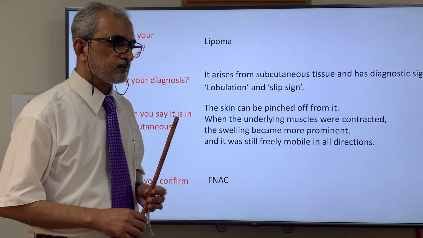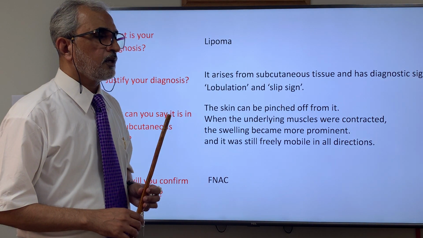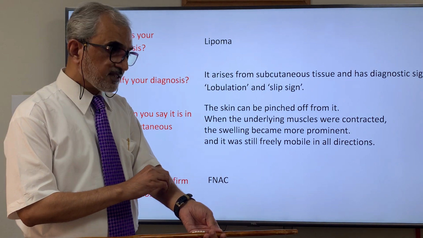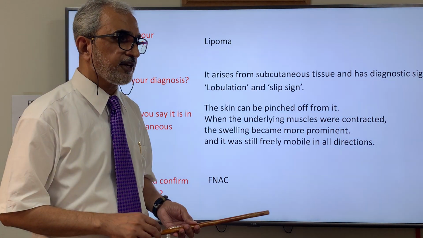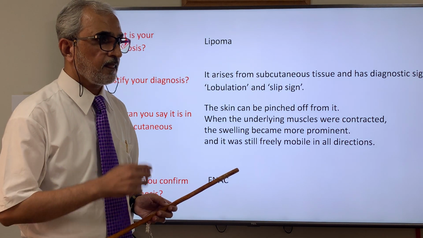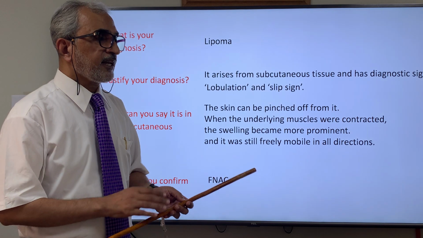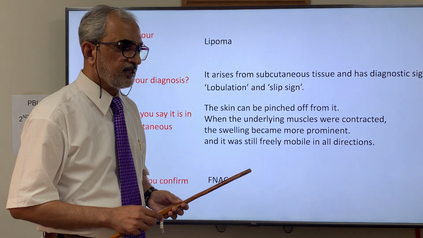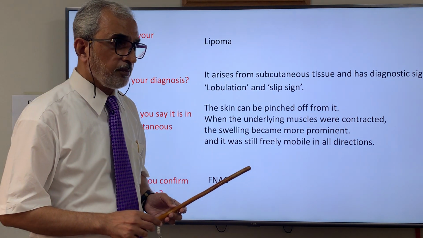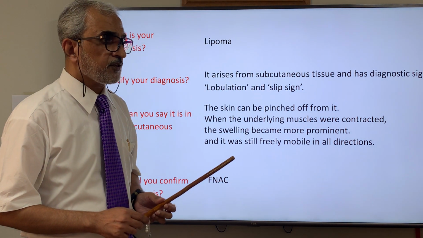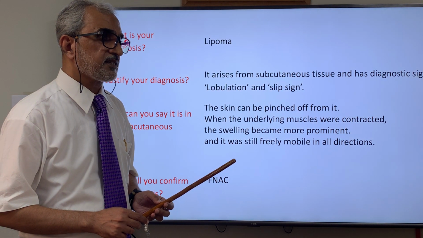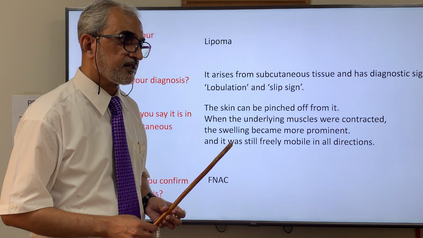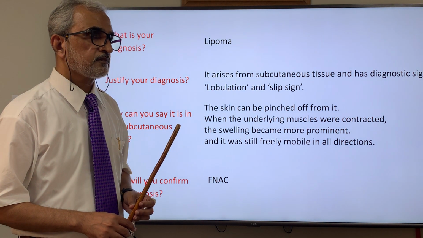How can you say it is in the subcutaneous tissue? Well, ma'am, you see, I could pinch the skin over the swelling. It means it was not attached to the skin. And when I contracted the underlying muscles of the forearm, which I flexed, this swelling became more prominent, in fact. And it was not attached to the muscle, as it was freely mobile in all directions, even when the muscle was contracted. How will you confirm your diagnosis?